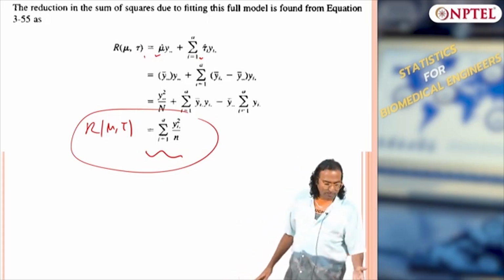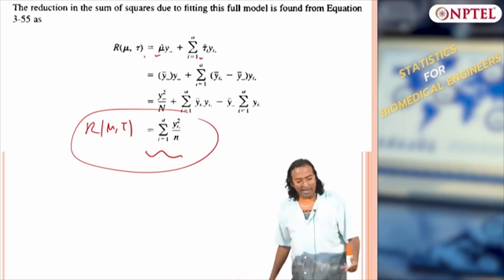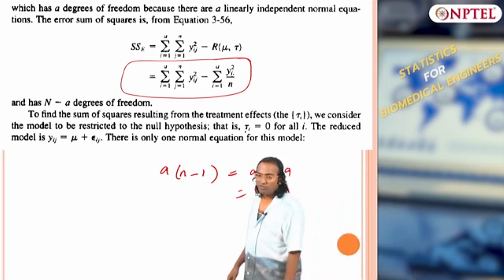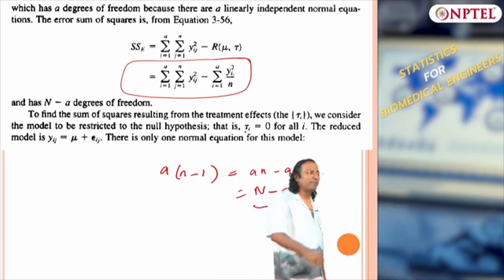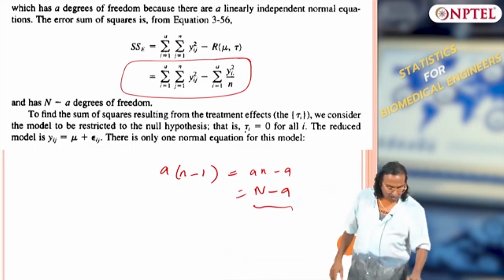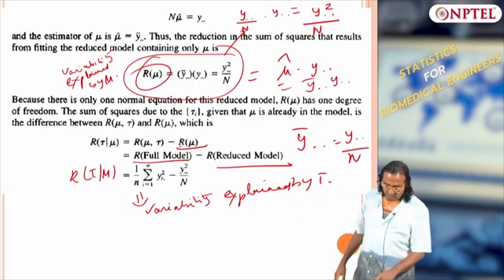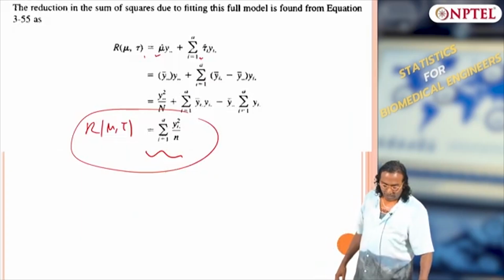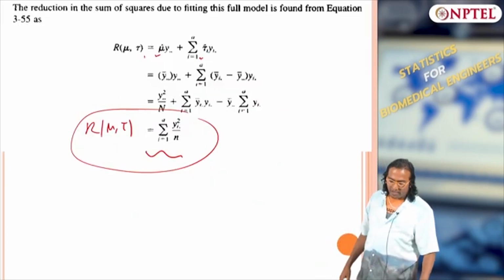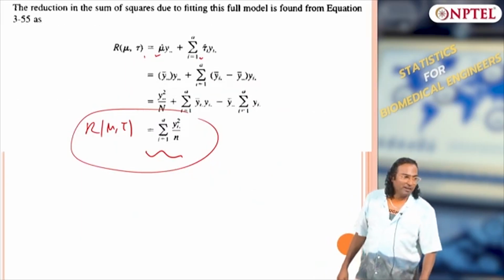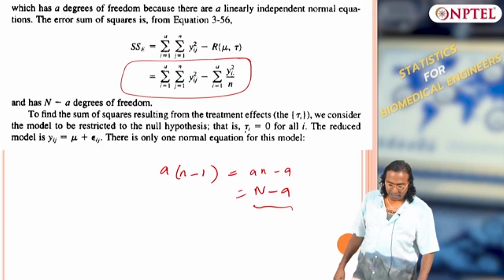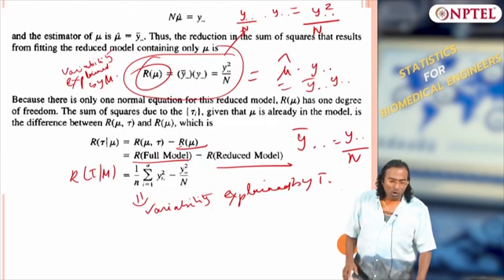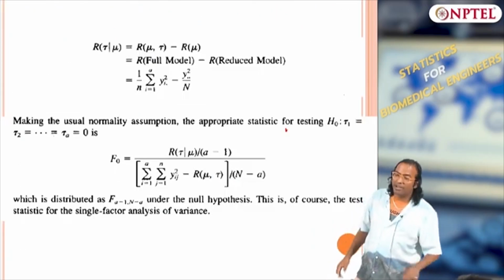That is what we did, okay. Then I expanded and got R of mu comma tau, and I can also get R of mu, which is y dot dot squared divided by capital N. Then the variability only due to treatment is nothing but the subtraction of both those terms, clear. And then the sum squared error: it is nothing but the total variability minus the variability due to the model.